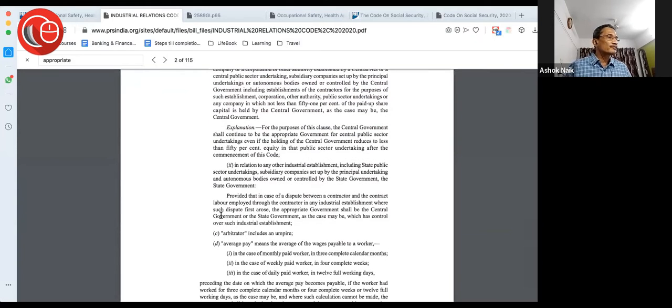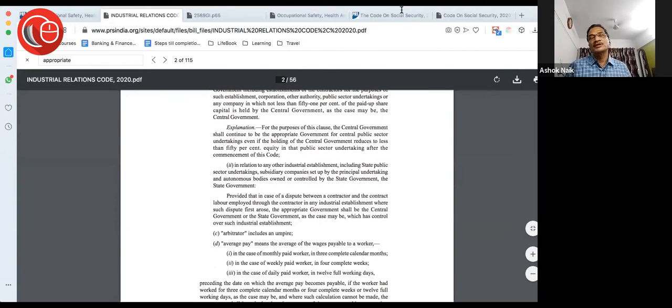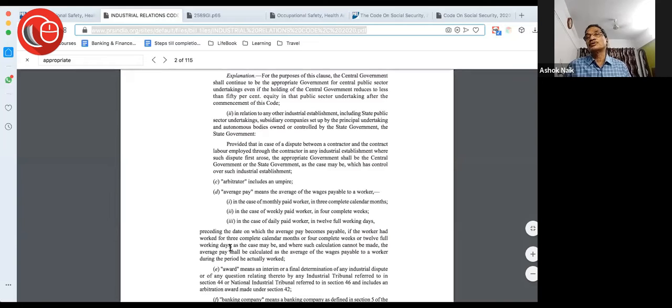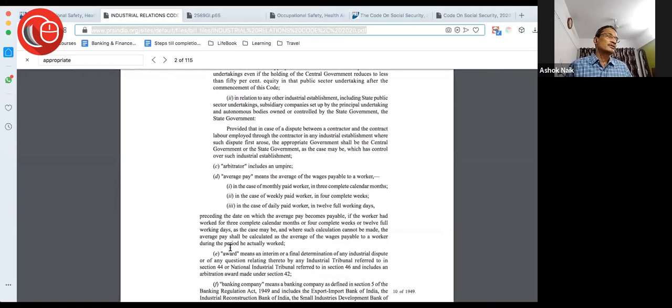Another important aspect of this appropriate government is if you have a subsidiary. For example, you have a public sector undertaking and a subsidiary which is a purely private company, like 50-50% private sharing, or private-public ownership, which technically is not a public sector but a private sector. Still, the act specifically includes those subsidiaries as public sector, and the appropriate government would be the appropriate government for that sector. If it is owned by the state government, it will be the state government. Earlier it was not like that. Earlier, all subsidiaries were mostly governed by the state government.